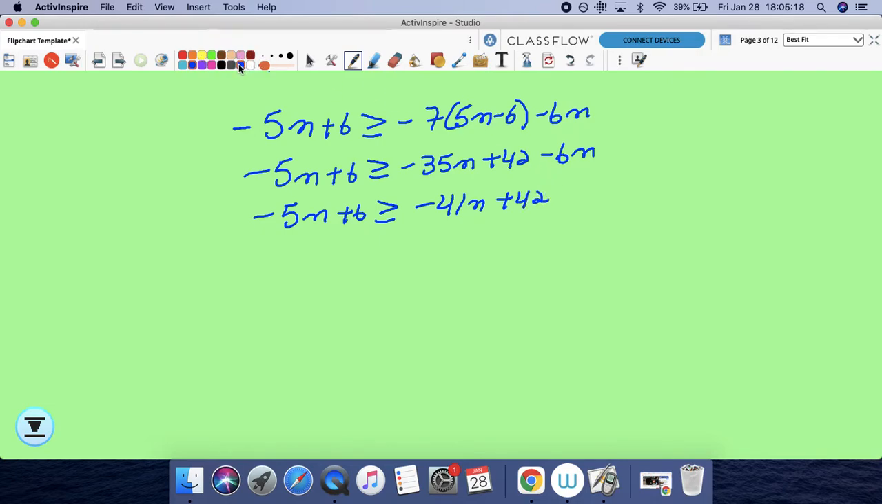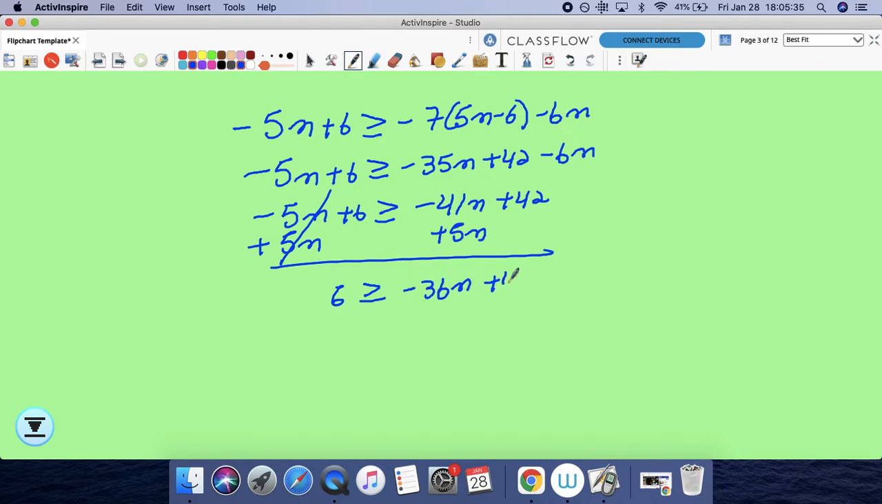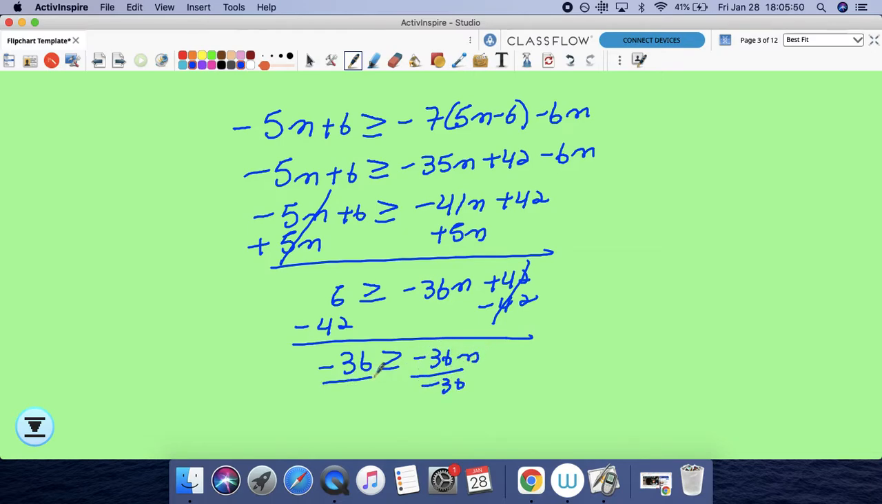There are variables on both sides. Let's get rid of the negative 5n by doing plus 5n on both sides. That goes away. Negative 36n plus 42. We're going to subtract 42 from this side and subtract 42 from this side. That goes away, and I'm left with negative 36. Divide both sides by negative 36, and I won't forget to switch the sign this time. Negative and negative goes away. Positive 36 divided by 36 is 1, so I get n on this side, and here I get positive 1.